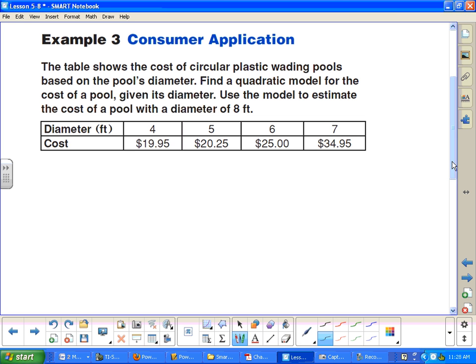So they want us to find a quadratic model for the cost of a pool, given its diameter, and use that model to estimate the cost of a pool with a diameter of 8 feet. So when we're all done here, we're going to have a function, and we're also going to fill in this column over here where if that was 8, what would the price be? And so we're going to use our calculator to do this then.